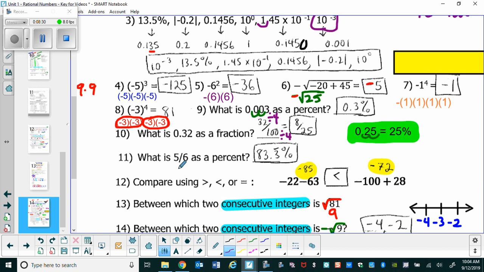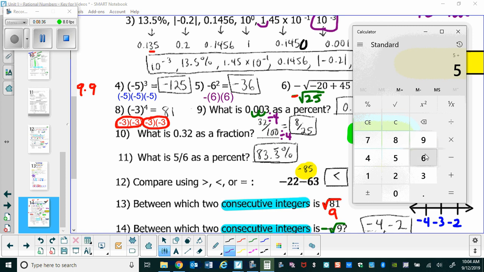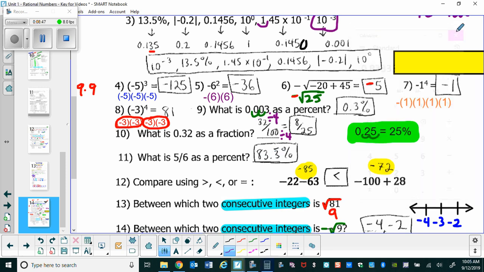Now for number 11, I wanted to remind you guys, when you see 5 divided by 6 in a calculator, 5 divided by 6 is the 0.8 with the 3's repeating. And so now if I move that over twice, it's going to be 83.3, and the 3's keep repeating. So you could have written 83 and 1/3% right there, but I highly doubt any of you are going to write the fraction 1/3. But there's the 0.3's that keep going forever.